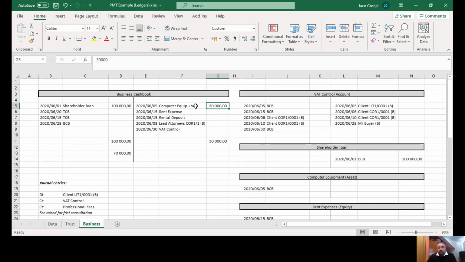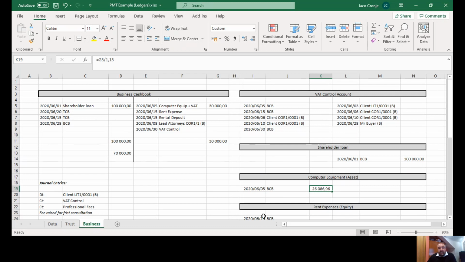So now if you remember the VAT, that little legend that I gave you guys in the introduction. So if I have the inclusive amount, which amount will go to my computer equipment? And the answer is the exclusive amount. So to calculate the exclusive amount, if I have the inclusive amount, we can say 30,000 Rand divided by 1.15. Okay. 26,086.96 is the value of my computer equipment.